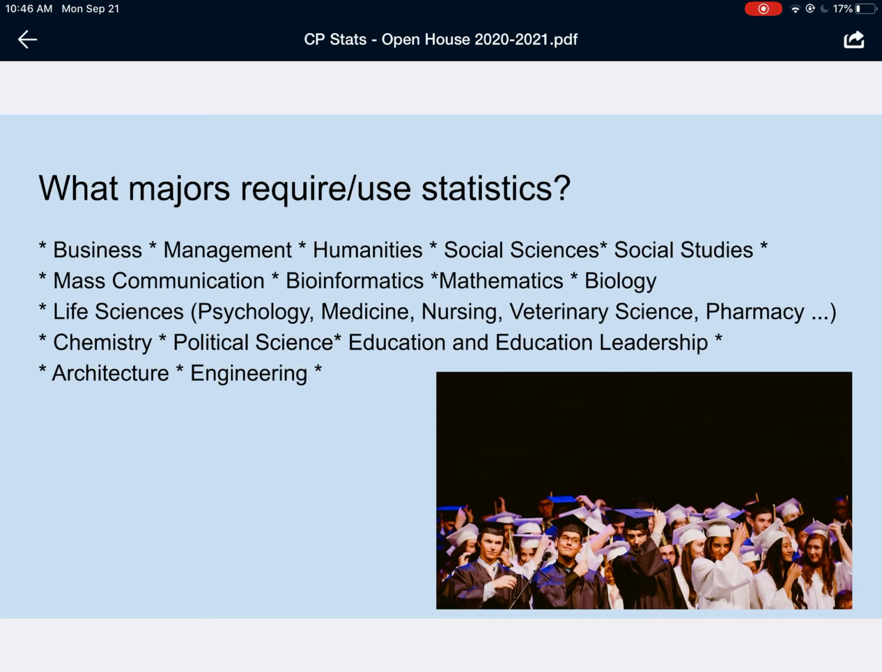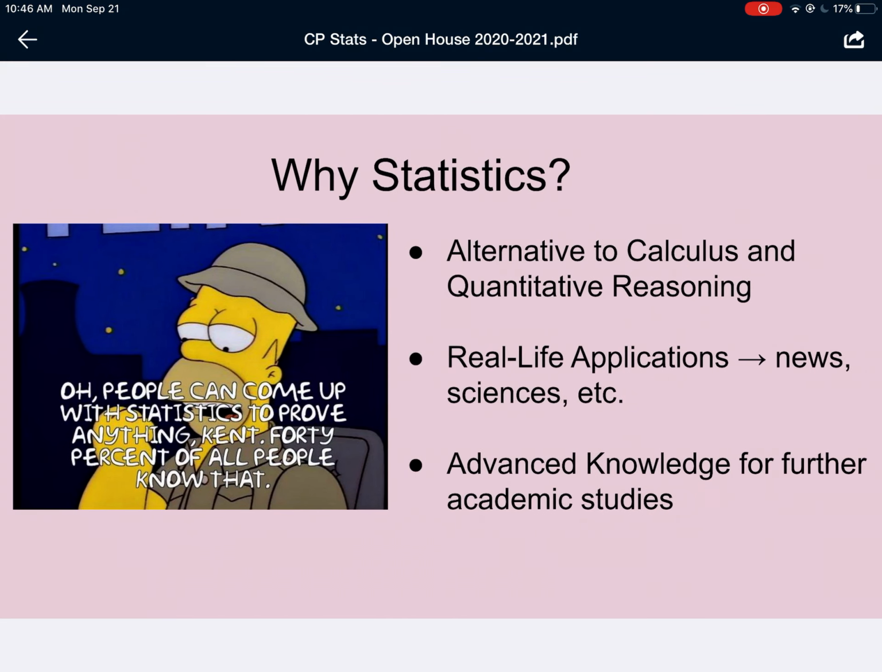It's a huge topic that's being delivered a lot more at the college level and being required a lot more at the college level. So it's a great opportunity for students to get a little bit of experience under their belt. And then when they get to college, they have a lot of options that they can use this knowledge towards. It's an alternative to calculus and quantitative reasoning, has a lot of real life applications, and I think it is incredibly valuable for kids to have this going into further courses.